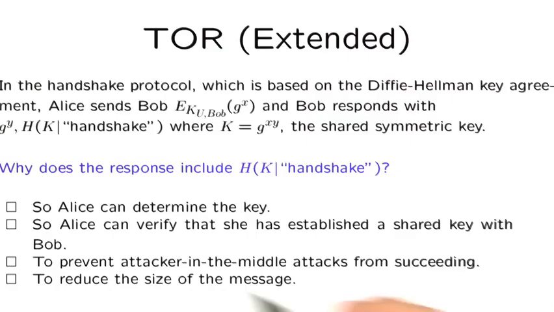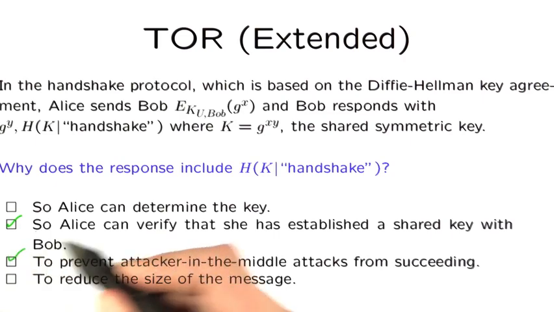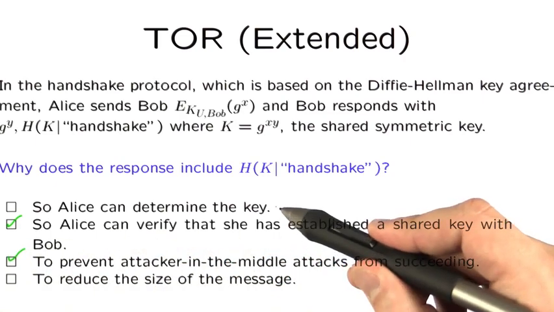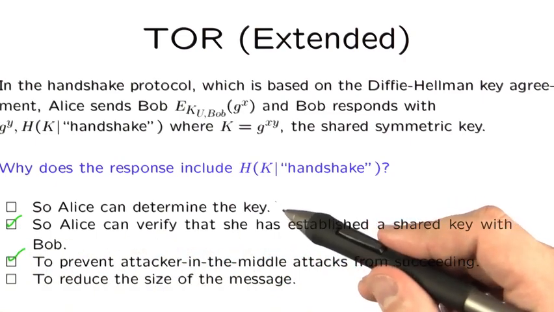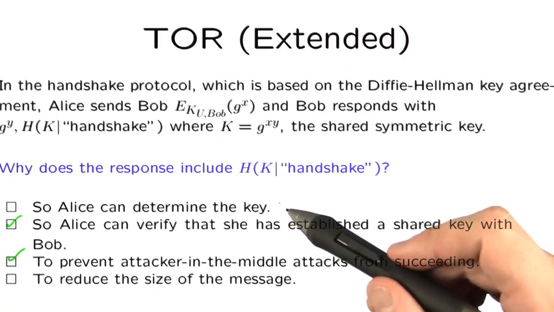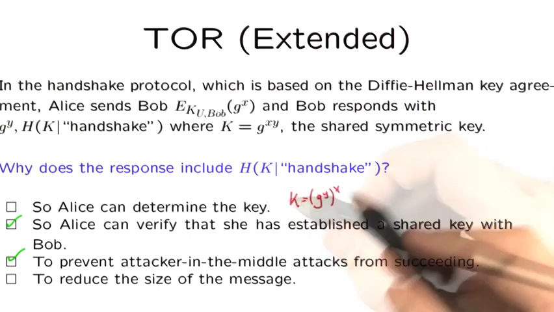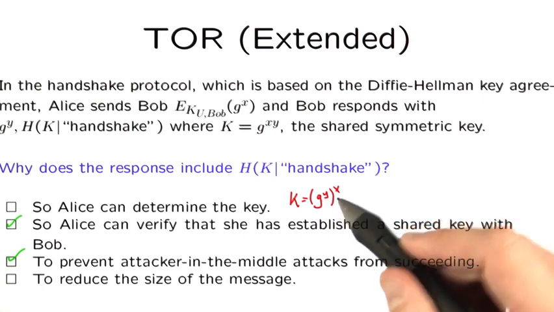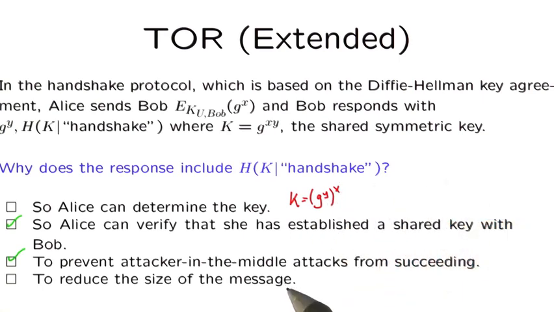And the correct answer is the second and third options. The first one is not true. Alice can determine the key using the typical Diffie-Hellman protocol as discussed in Unit 3 by taking the value g to the power y and raising it to the power x. The fourth option is not true. Adding the hash to the message actually increases the size of it.